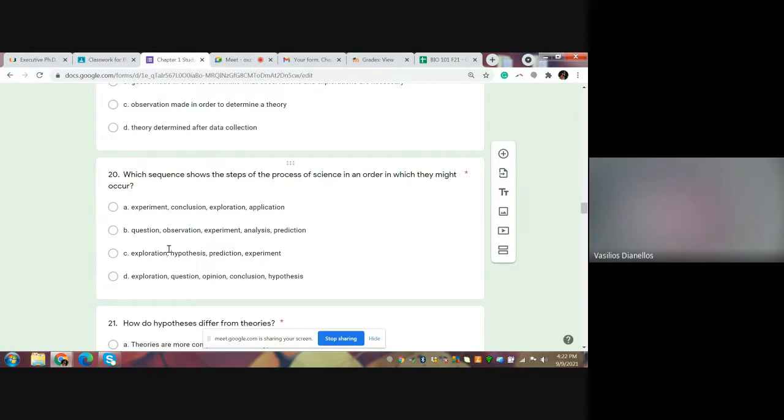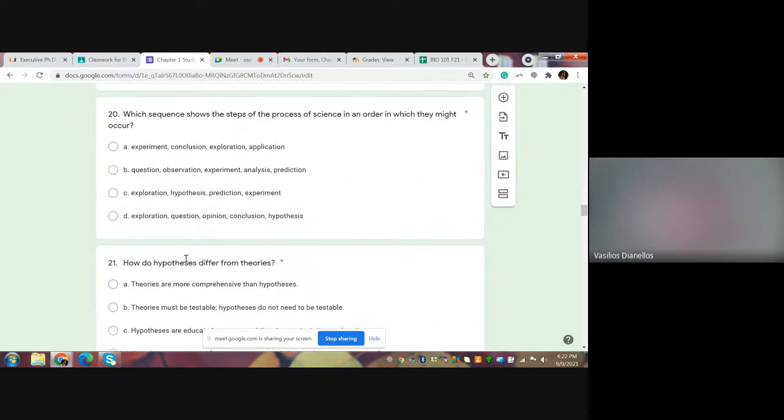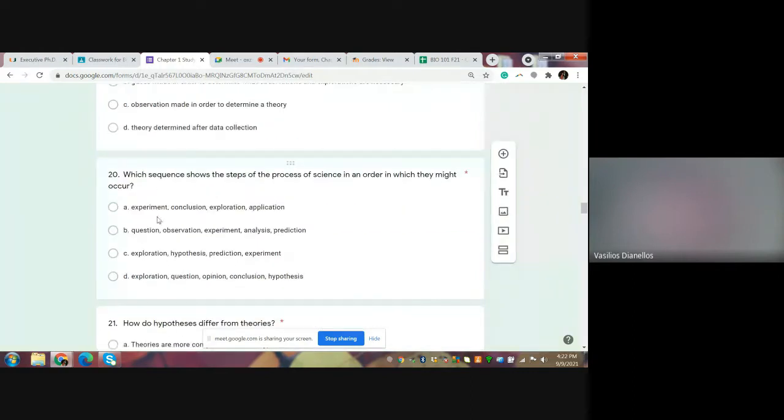And look, they skipped a step, right? They skipped the step of question. But again, this is in the right sequence, and that's what the question asks for. What's in the right sequence, not which one has all the steps. So any questions about number 20?